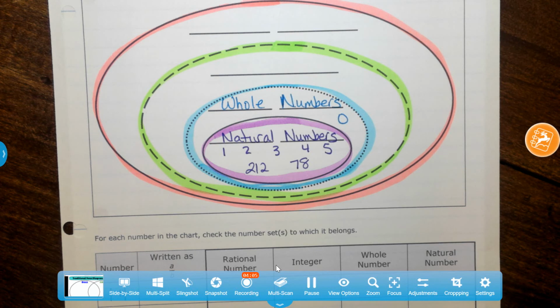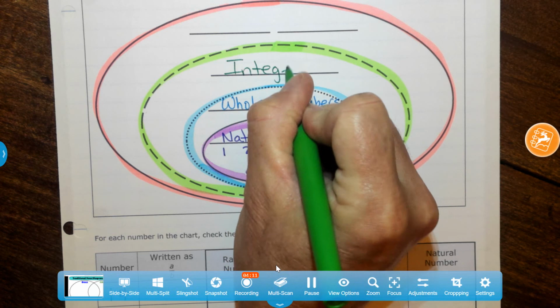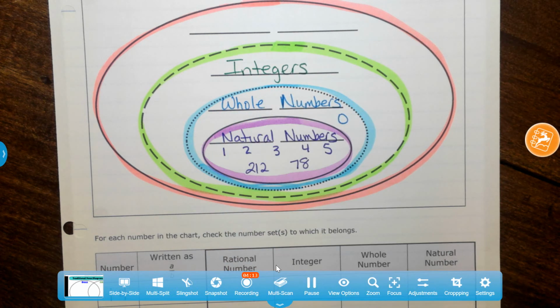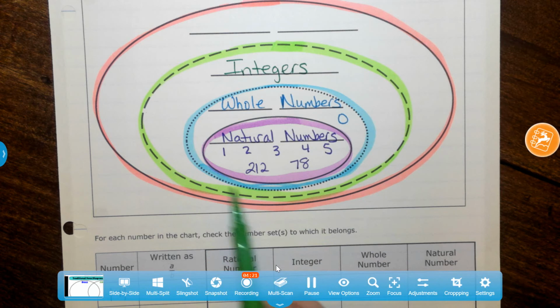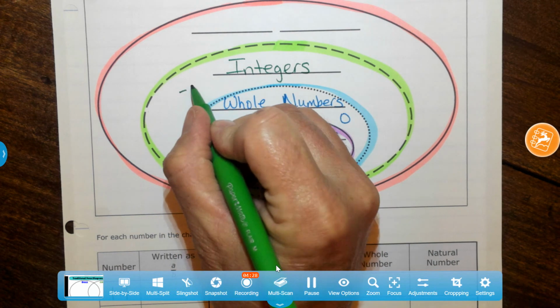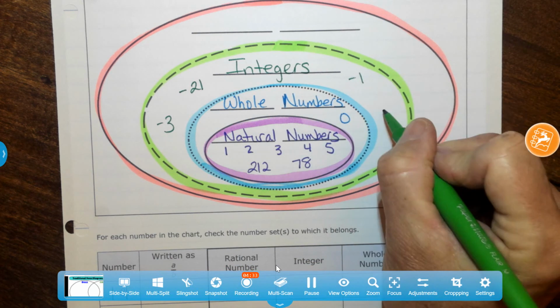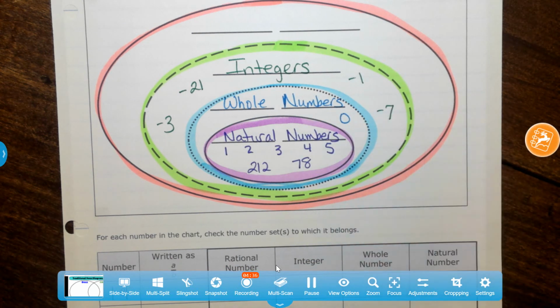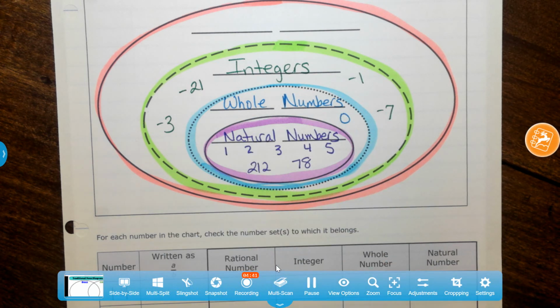Okay, let's go green. Green are the integers. And as we've been discussing in class, integers are positive and negative numbers, but no fractions or decimals. So what integers include are all the whole numbers, which are the natural numbers and 0, and it includes their opposites, like negative 21, negative 3, negative 1, negative 7. So integers are all the whole numbers and their opposites on the negative side.